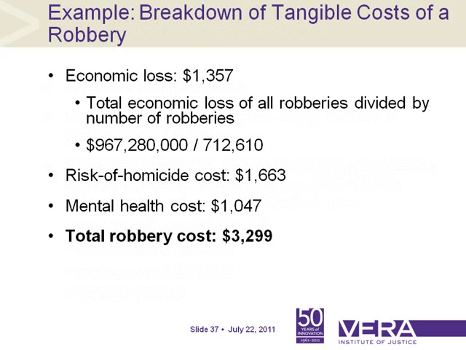Add to this the risk of homicide cost using lifetime earnings of $1,663 plus the mental health care costs from the Miller and Cohen study of more than $1,047, and you get a total tangible robbery cost of $3,299. And let me just clarify, this is just the victim piece. We also include in our estimates the costs to the criminal justice system and crime career losses. So our tangible cost of robbery is higher than this because it includes those two other pieces. But in terms of victim costs specifically, you have almost $3,300 in costs per robbery offense.